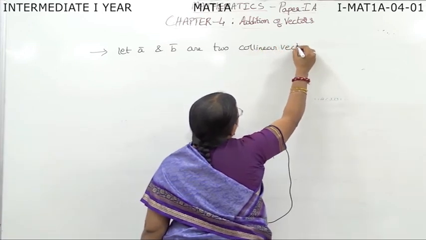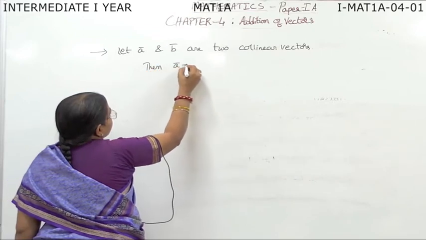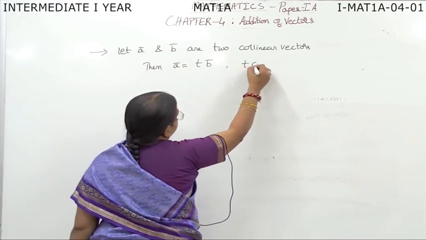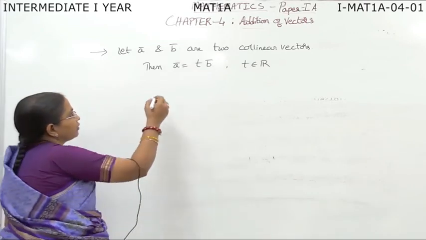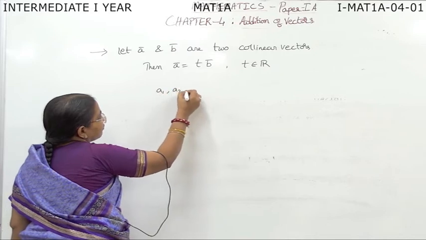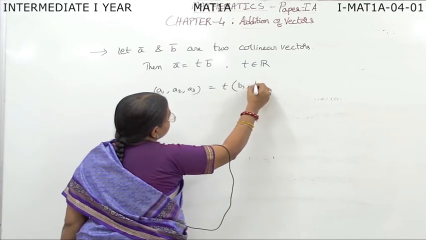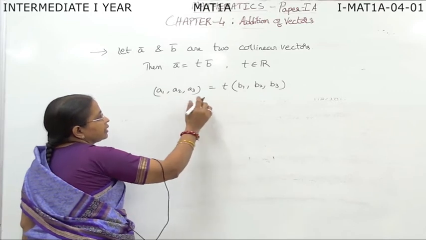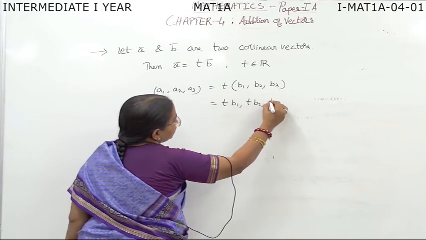Suppose A and B are two collinear vectors. Then you can write the A vector as some constant times the B vector, where T is a real number. You can write one vector as a constant times the other vector. So suppose that A is (A1, A2, A3) and B is (B1, B2, B3). Then A equal to TB means it is like this: (TB1, TB2, TB3).